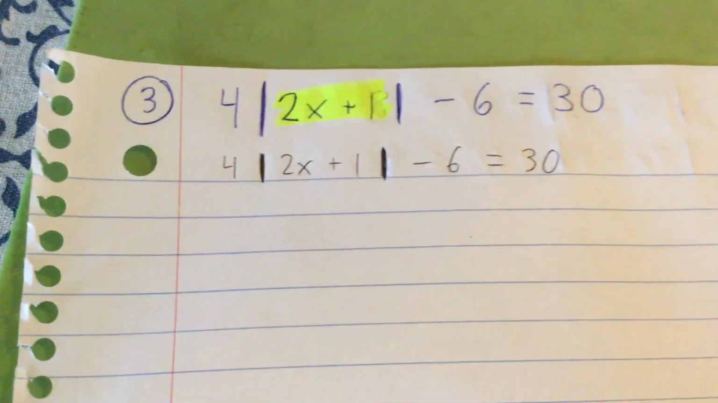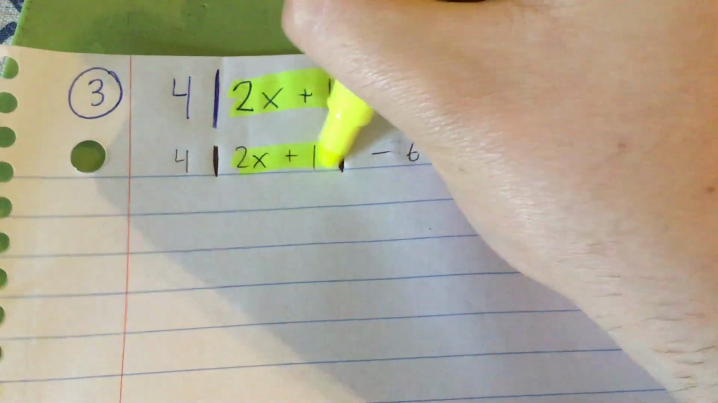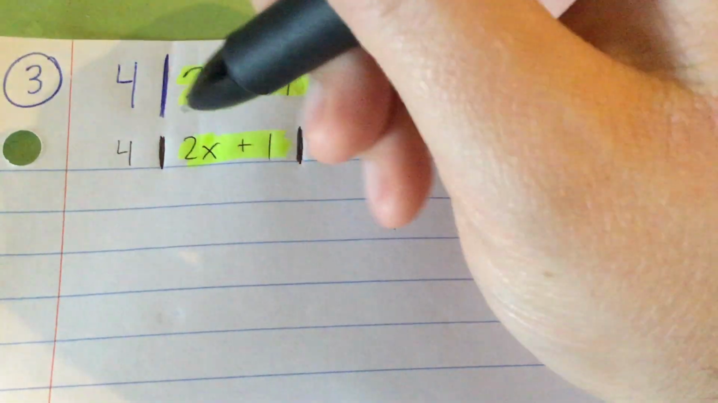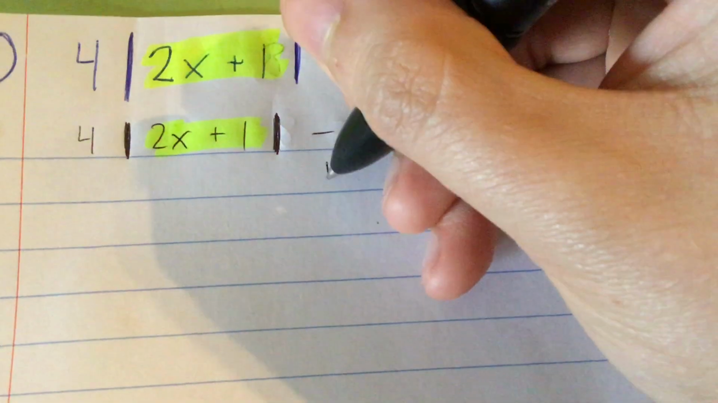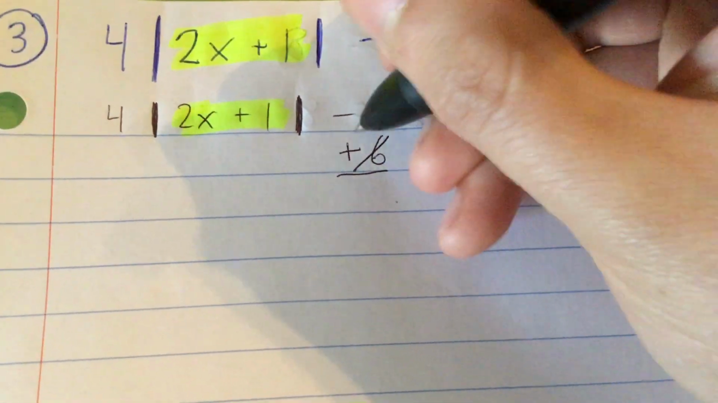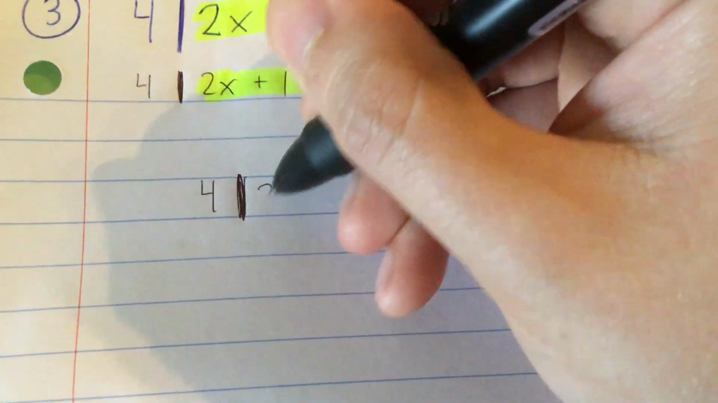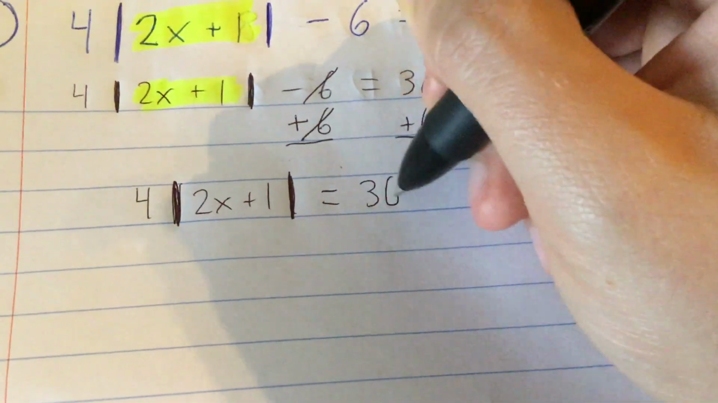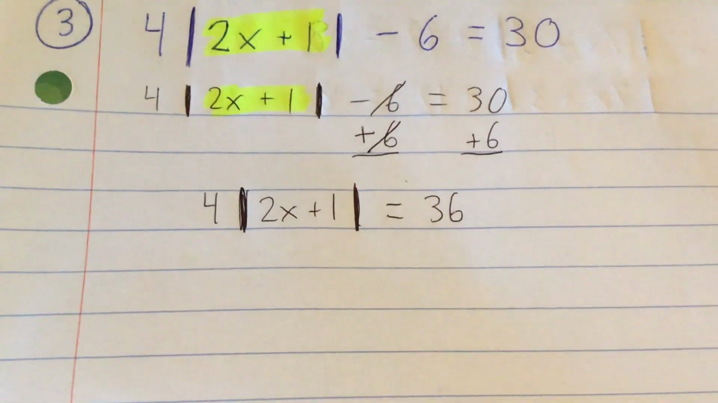Okay, so I'm going to do this problem like I normally would. I'm going to keep an eye on the highlighter. So I'm going to solve for yellow before I solve for x. For yellow, minus 6 is equal to 30. Okay, so if I'm solving for yellow, I'm going to add 6 on both sides. No problem. So now I've got 4 times the absolute value of 2x plus 1 is equal to 36.